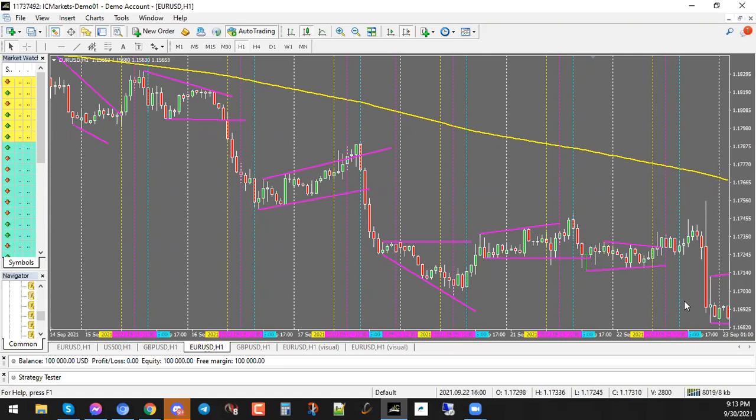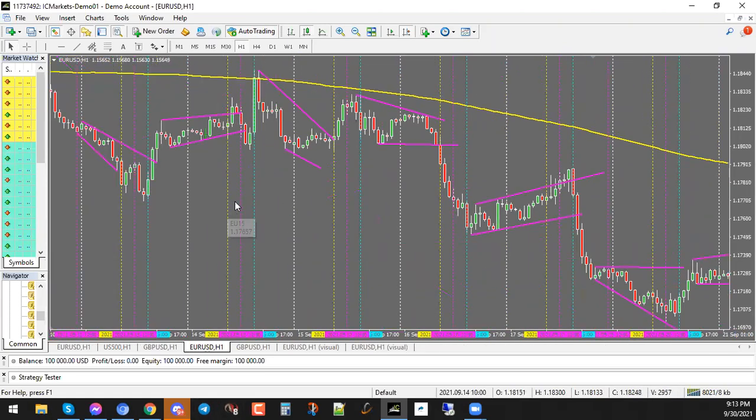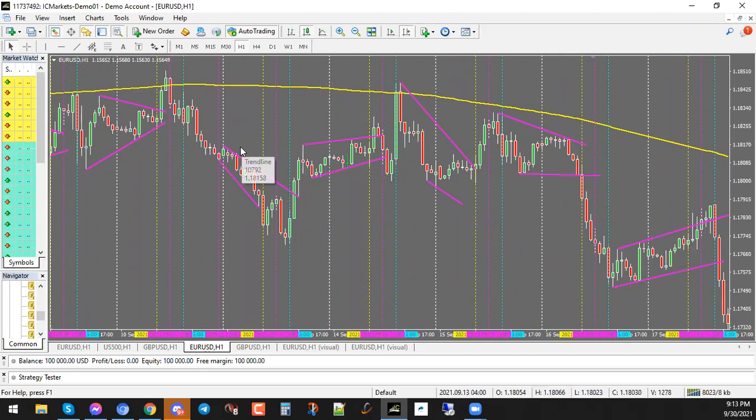Okay. Let's see if we can find another one. Here's another ending formation. Why is it an ending formation? As you can see, it's breaking in the opposite direction of the trend. The price is coming down, the pattern is sloping to the downside, and we're breaking out to the upside. So this is an ending formation, okay?